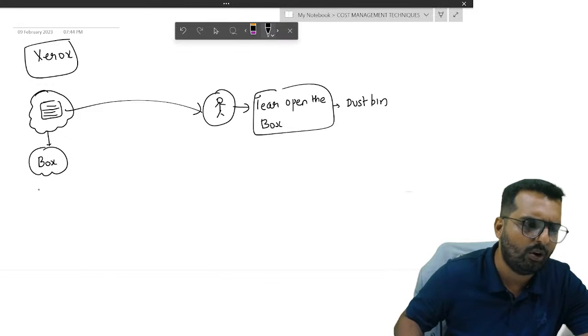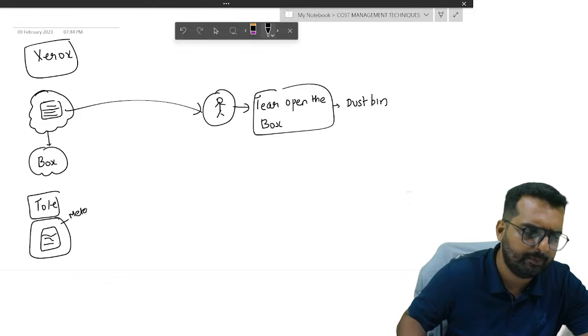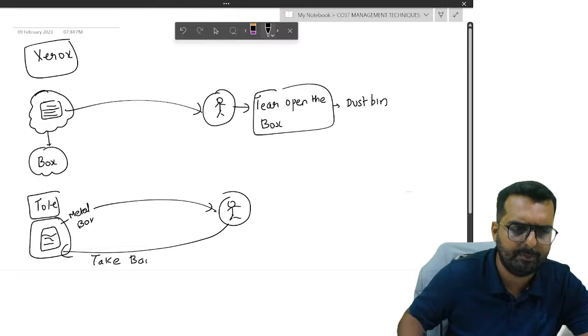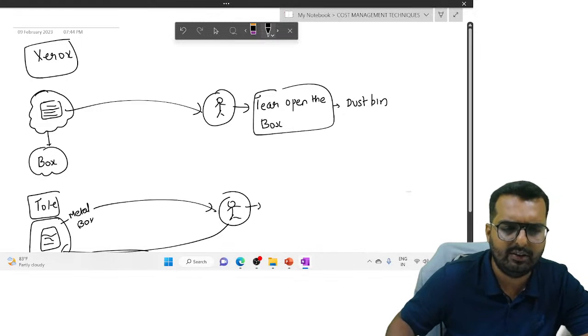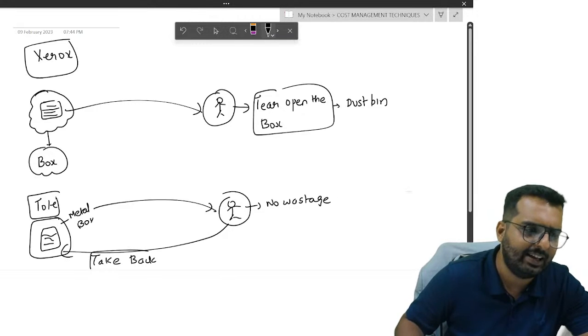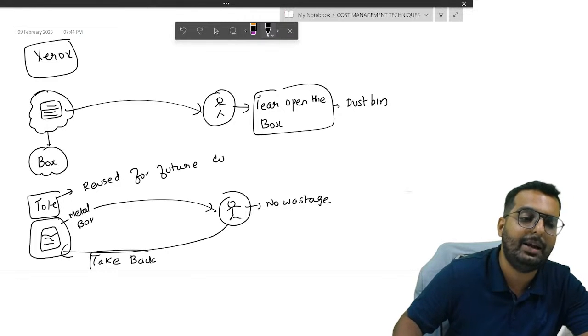Now to reduce the cost, what Xerox did was, it came up with a concept called as tote. Xerox machine, it will be put in a metal box, given to the customer, and they will take back the metal box. Now what happened? There is no wastage. One advantage. Second thing, the tote can be reused for future customers. Like that, they made profit.